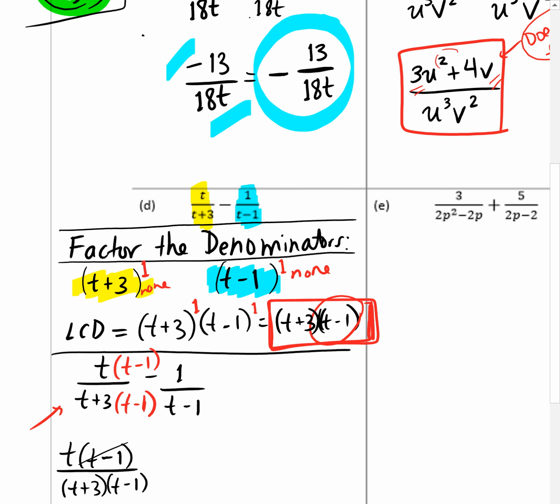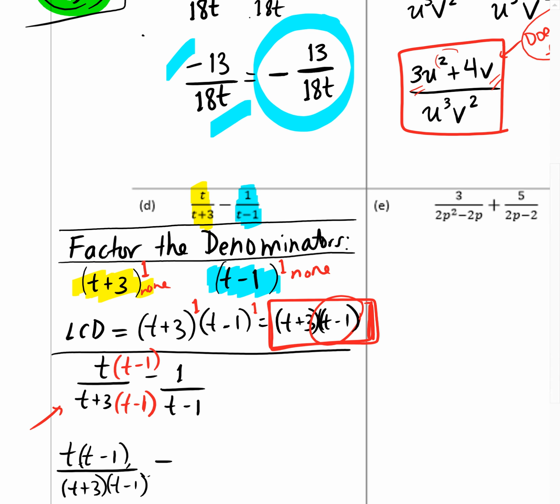And try to resist the urge to cancel these guys. If you cancel the t minus 1s, you'll end up with what you started with, the t over t plus 3. But we put the t minus 1 there for a reason. There's a point to that guy. So try not to reduce, because it's going to undo the work you did. I want that guy to be there.